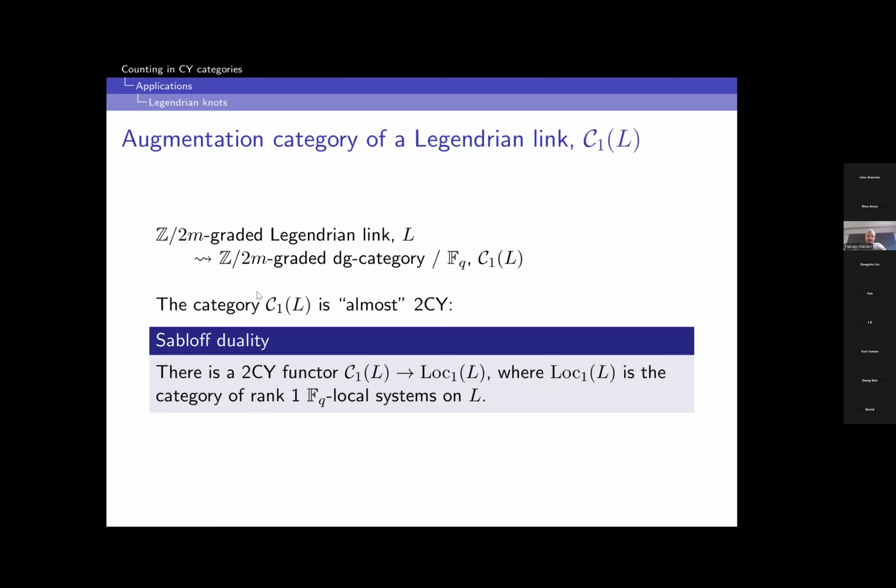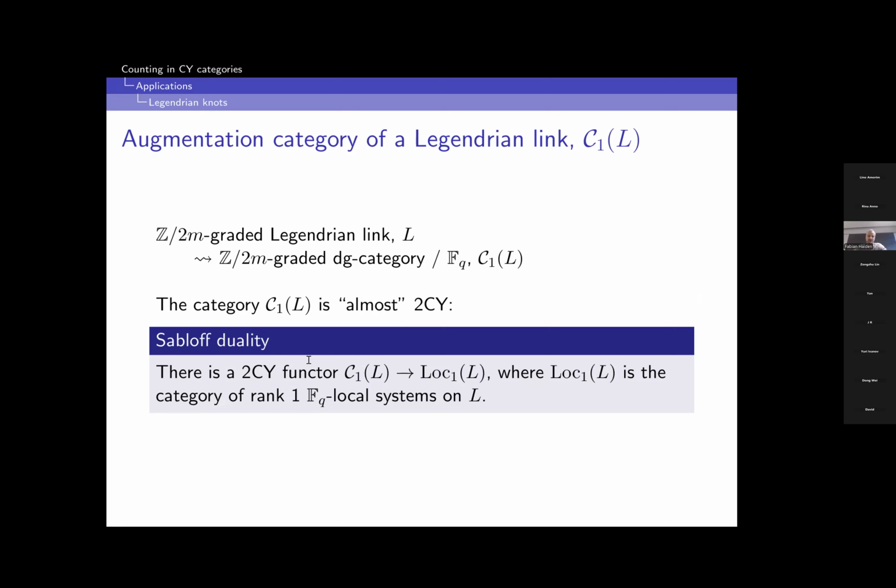And yeah, it turns out that this augmentation category is not itself a Calabi-Yau category, but it's very close to being a 2-Calabi-Yau category, right? So this augmentation category with some Lagrangian branes ending on this knot. So they're almost two-dimensional surfaces, but they have some boundary.